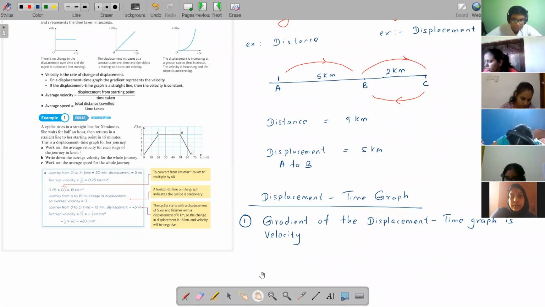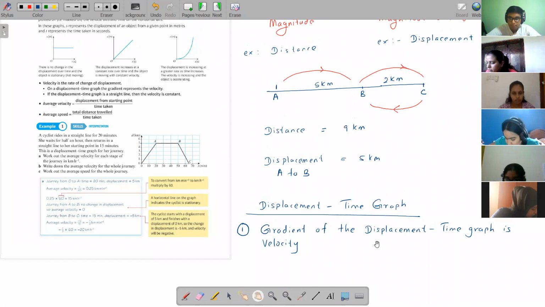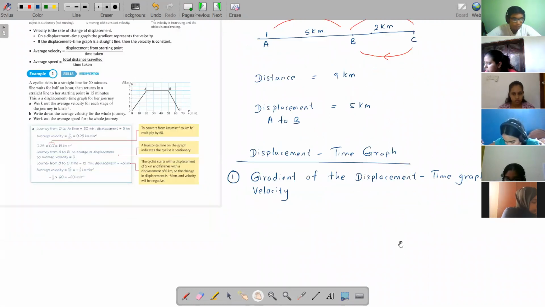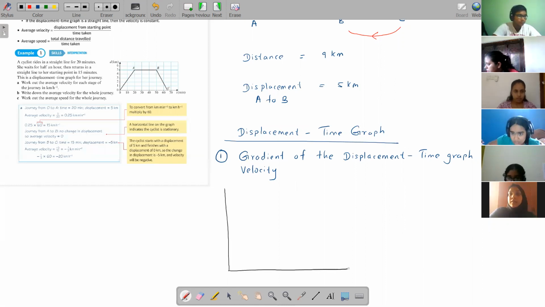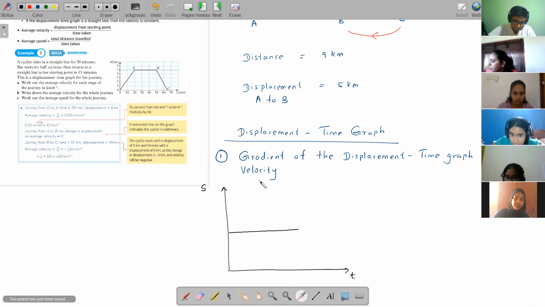So let's go for a few example graphs. This is time, measured in seconds. This is the displacement. So you have a graph that looks like this. What do you have to say about this graph? Velocity is constant. Now the gradient of the displacement time graph is the velocity.